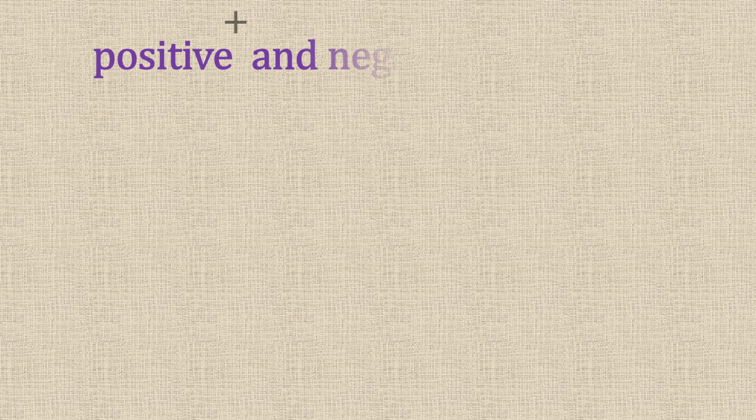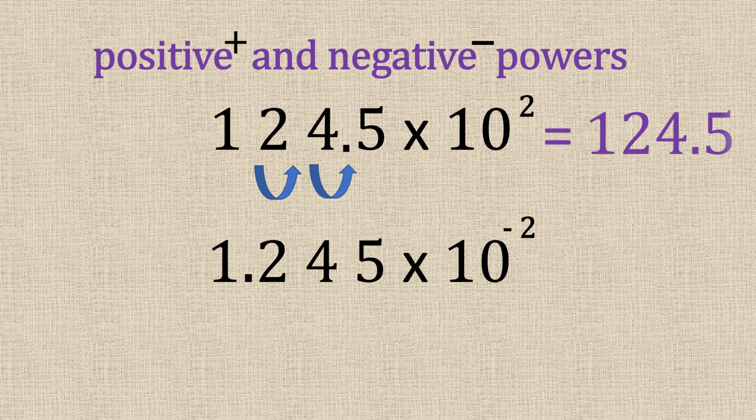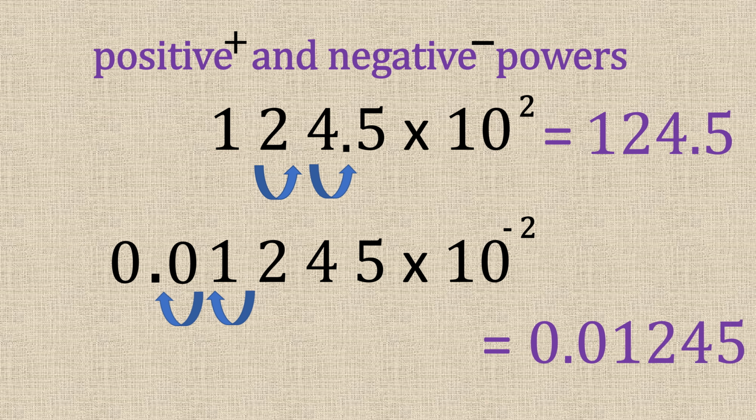Now powers can be positive and negative. So if we had this number and we're moving it to the power of 2, we would move it once, twice. And then if it's the power of negative 2, we'd move to the left once, twice, giving us 0.01245.